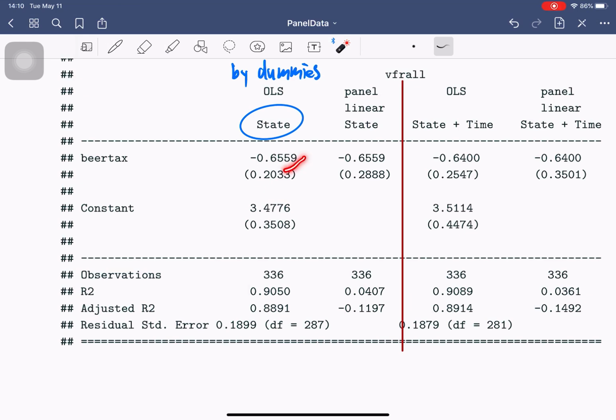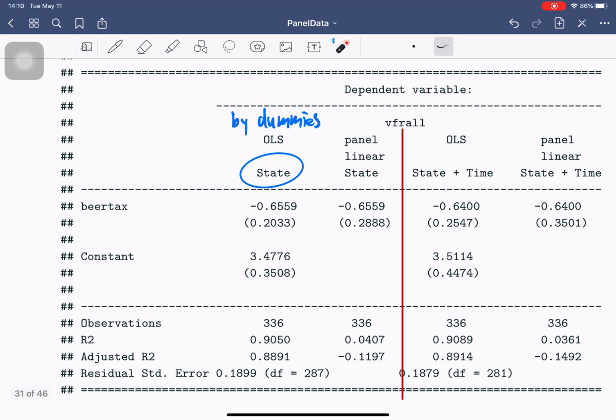So we can see this slope for beer tax is the same for the panel linear state fixed effect command in R. Okay, so we can see they are the same. But in the standard error there is some difference, because we use the constant in the dummy variable model.